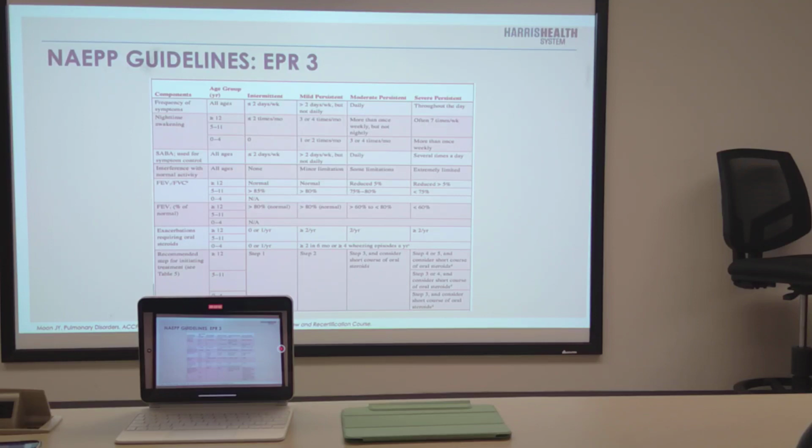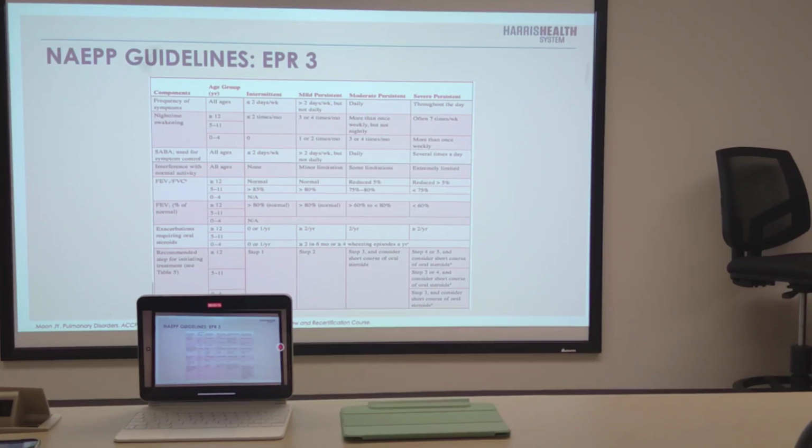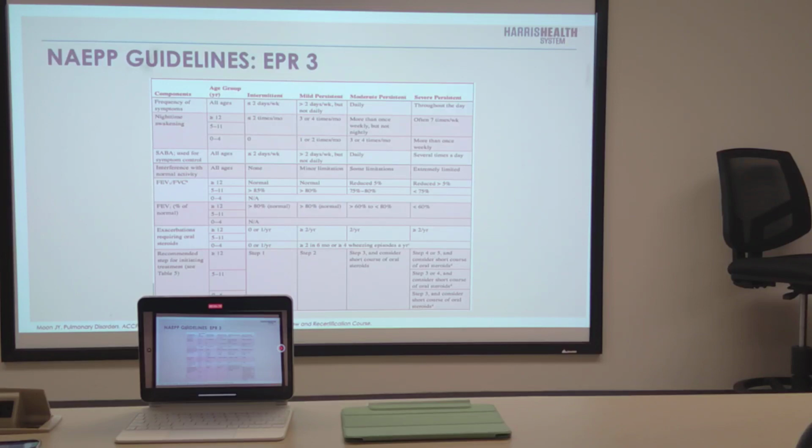Going into interference with normal activity, it just depends: the more limitations you're having, the more persistent or severe we consider your asthma to be. Now, FEV1/FVC, remember I told you that's something to look at when we're doing the spirometry test. Typically it's pretty normal for those with intermittent to mild persistence. Once we get into moderate and severe persistence, you start seeing a significant reduction in that FEV1/FVC score. Same goes with the FEV1. As you go from intermittent toward severe persistence, the percentage lessens.